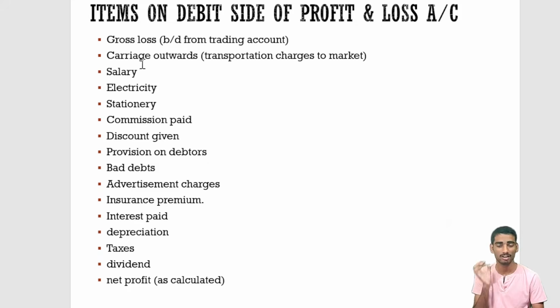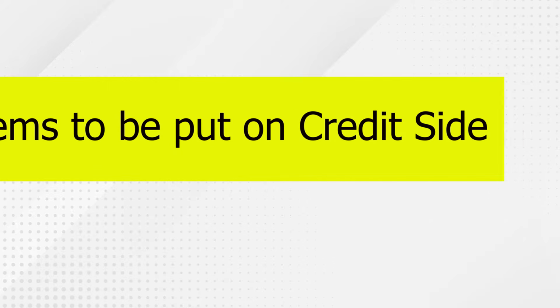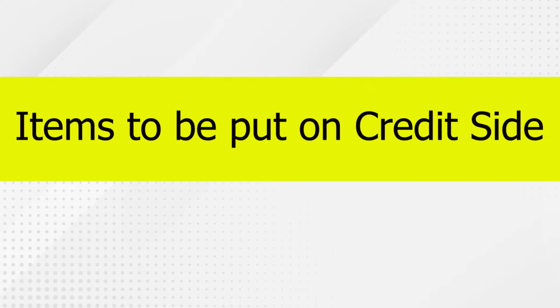Again, guys: gross loss, whatever loss the company incurred; carriage outward, whatever transportation charges the company is facing; and then salary, electricity, stationery, commission paid, discount, provision for debtors, bad debts, advertisement charge, insurance premium, okay? So let me come to the items on the credit side, or you can say the right side.